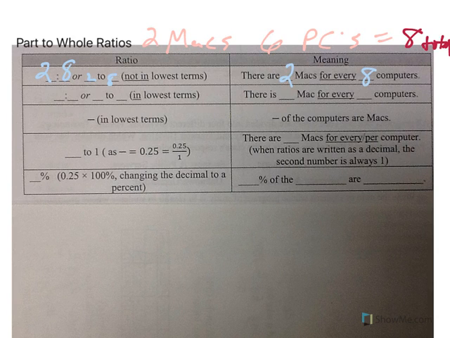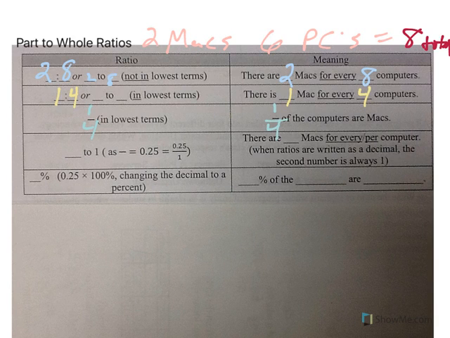Again, those are both even, so that is not reduced. If we reduce those, we would say 1 to 4. There is 1 Mac out of every 4 computers. That should make sense, right? Now, if we have 1 to 4, let's change it to a fraction. So 1 over 4. That means 1/4 of the computers are Macs.